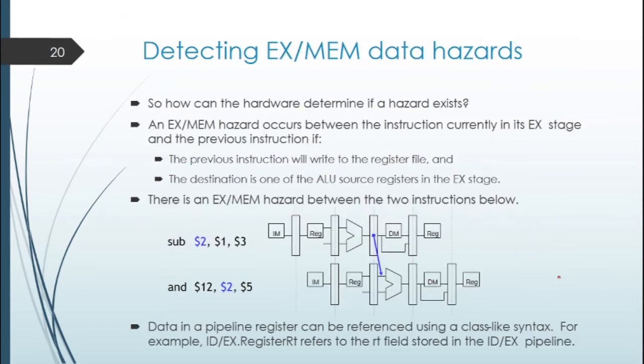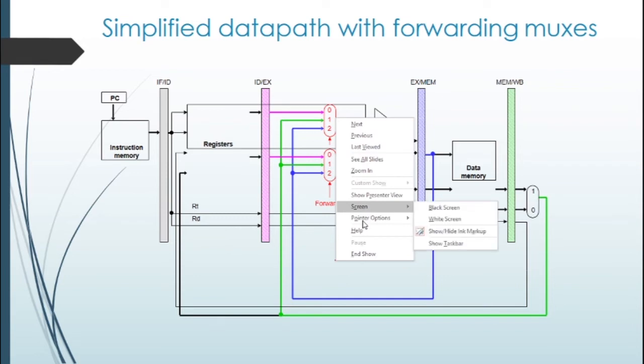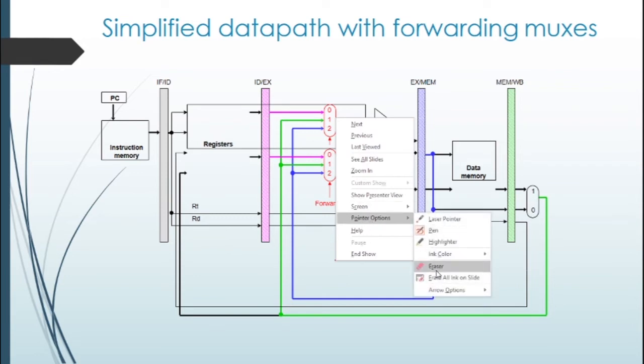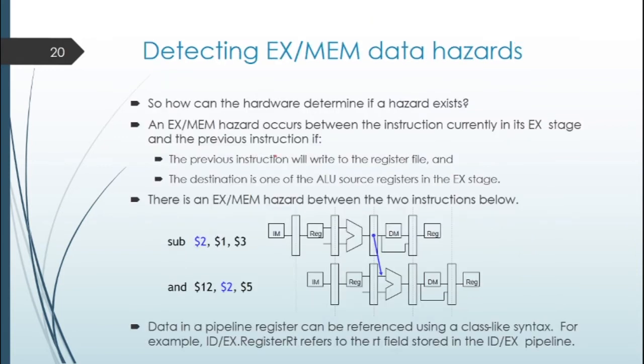So how do we detect the EX/MEM data hazard? This forward A and forward B should be generated from some kind of control unit that detects the whole forwarding. So how do we know that? We know that every instruction is fetched at the first stage. We know which instruction has a dependency. How do we know the dependency? We know the RS, RT and RD values.